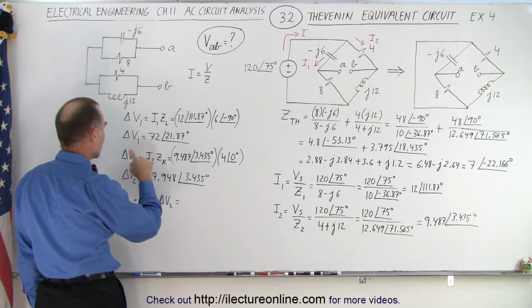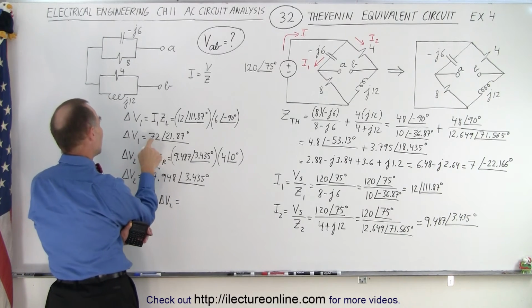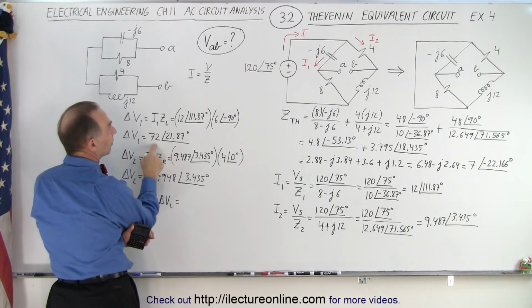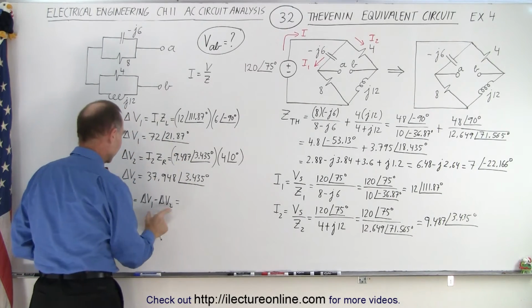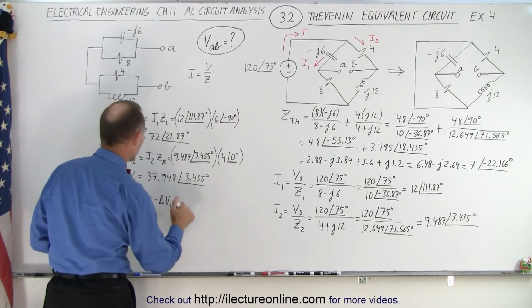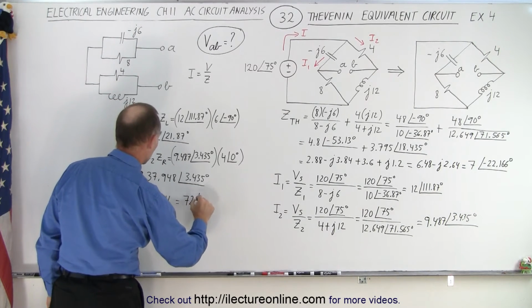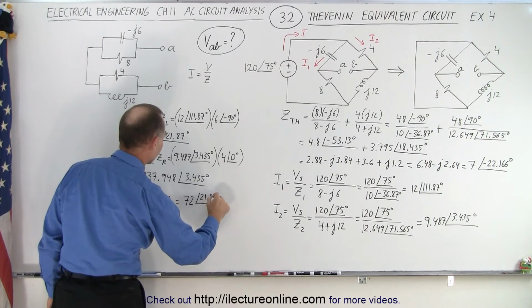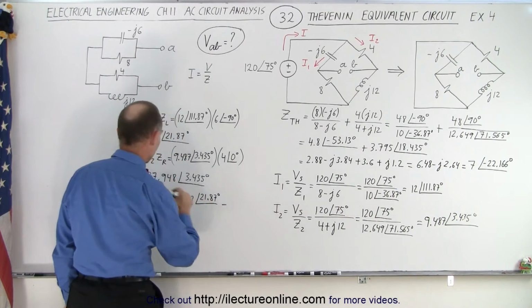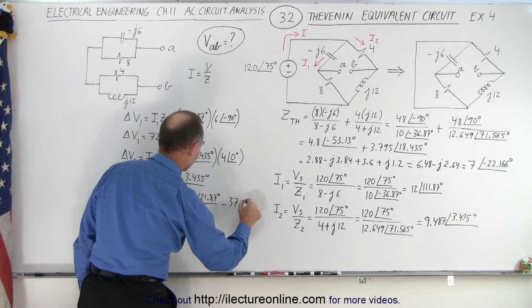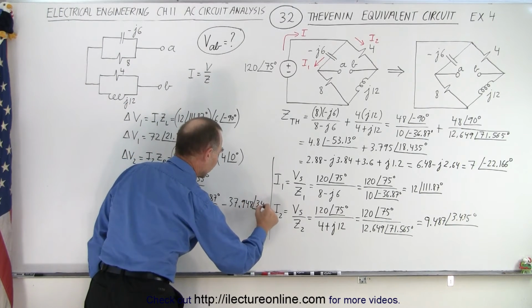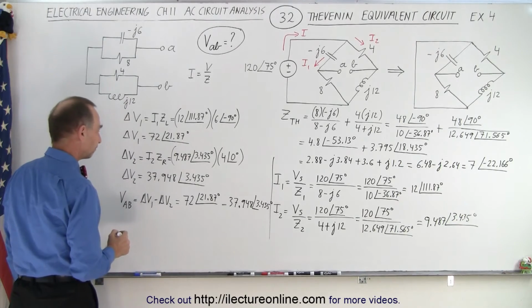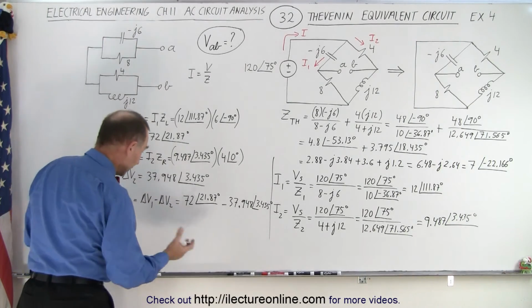Okay, so there appears to be a bigger drop on the left side and a smaller drop on the right side. Well, we'll just leave it like this. So the difference in the voltage is equal to 72 with a phase angle of 21.87 degrees. And from that we subtract 37.948 with a phase angle of 3.435 degrees. Again, I have to convert to real and imaginary parts.